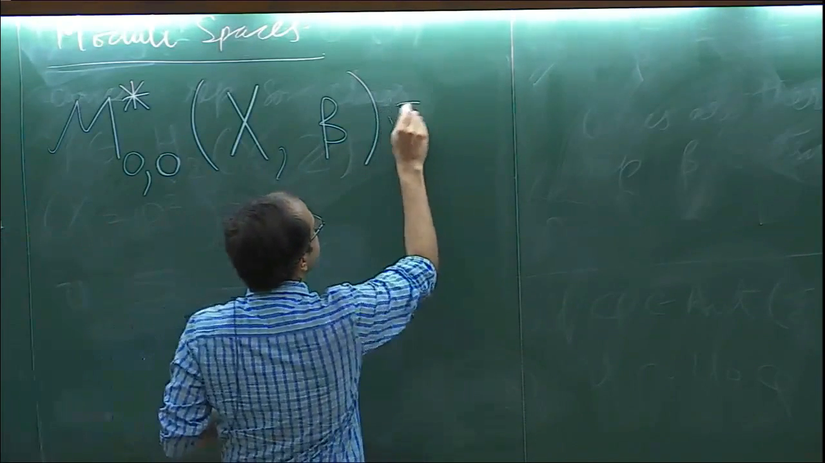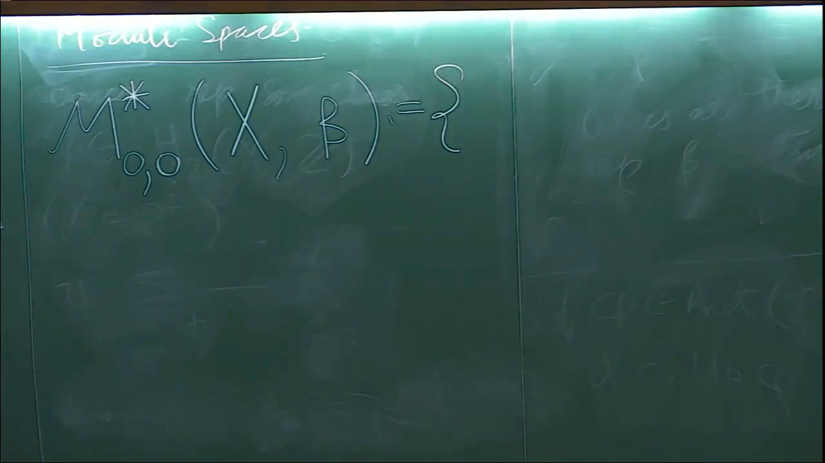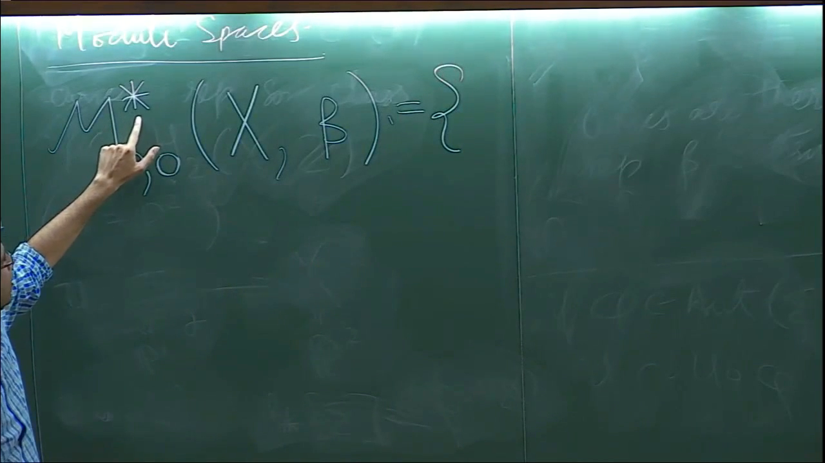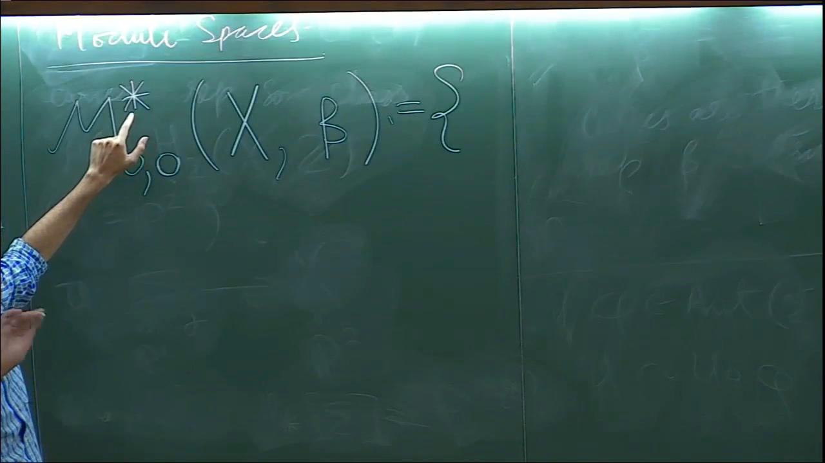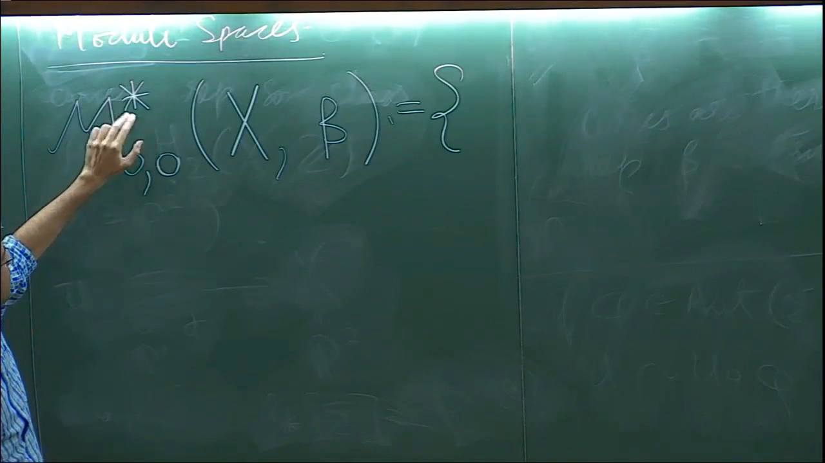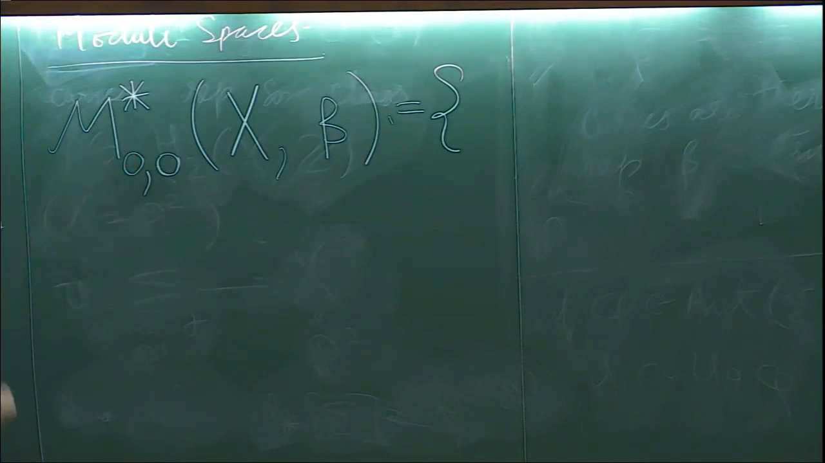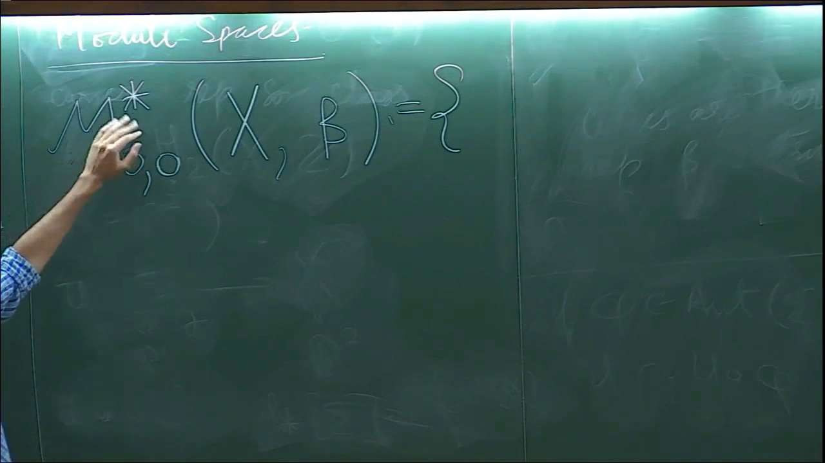That is in words. Let me say this more precisely. So I was lying a bit. So that's not quite true. What I also want it to be is non-multiply covered. What non-multiply covered means, I'll say in a moment. So that is what the star denotes. So I'm excluding multiply covered curves.